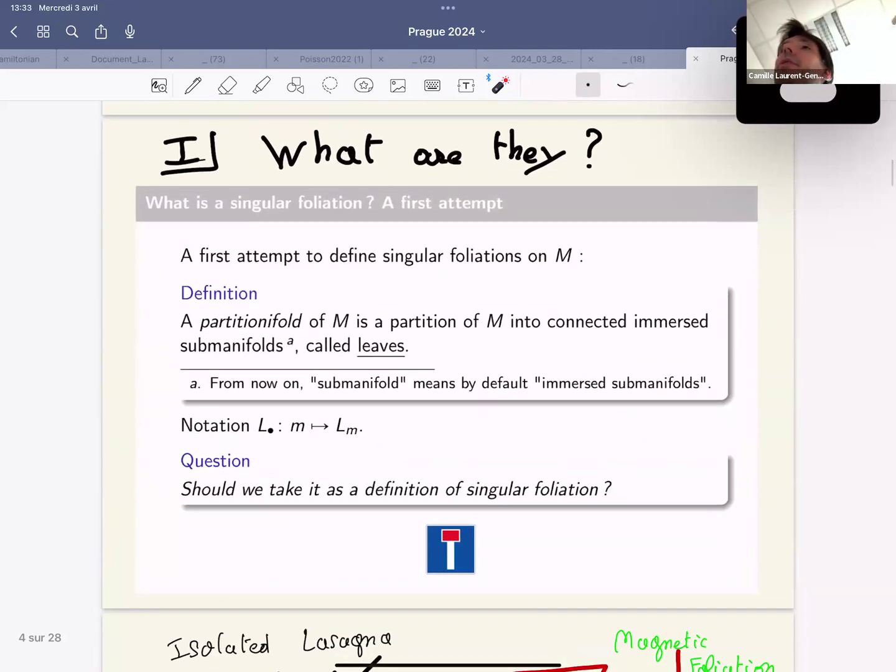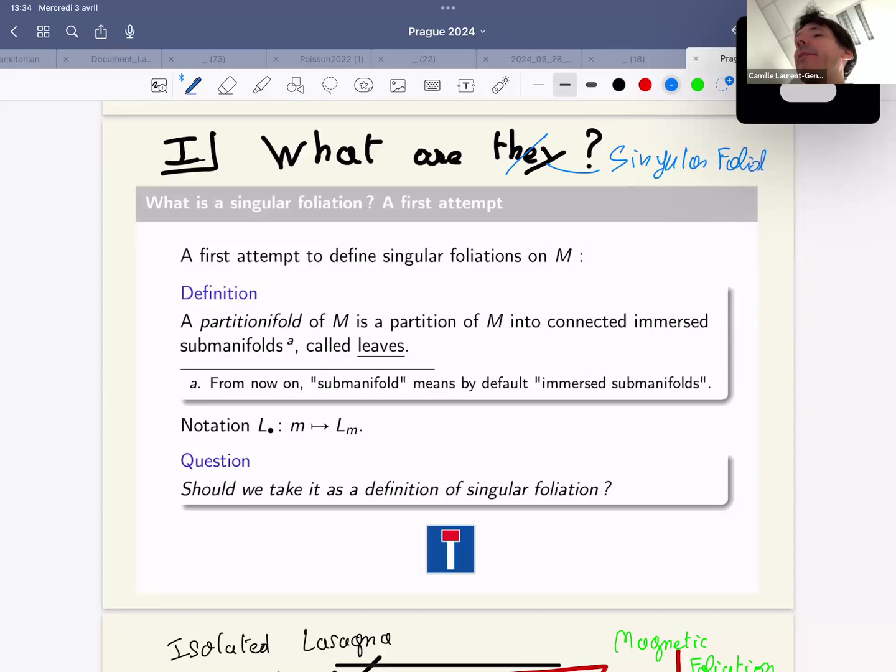So actually with Ruben Louis and Leonid Ryvkin, we are trying to write a book about singular foliations, in particular to fix vocabulary. So to start with, what are they?